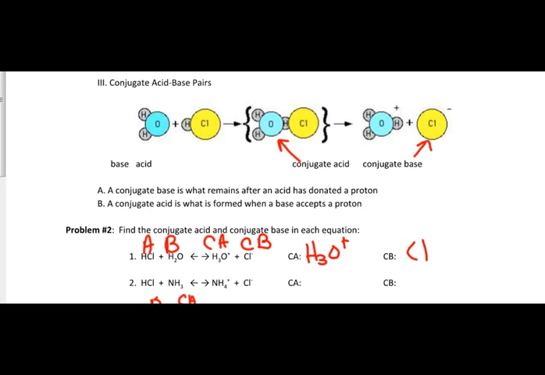Pause the video. So here in problem number two, the acid is HCl, the base is NH3, the conjugate acid is NH4 plus in this case because it is what's formed when a base accepts the proton, so it has one more proton, and the conjugate base here is the chloride ion.